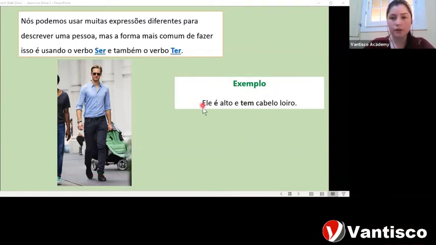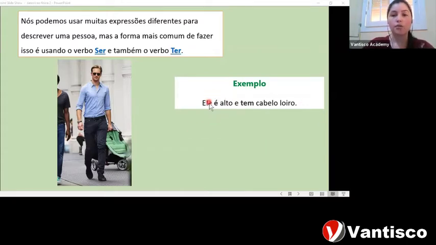So we have an example here talking about the verb ser and the verb ter in Portuguese, okay? So the example is, ele é alto e tem cabelo loiro. Okay, so novamente, I'm going to repeat, and then you can repeat after me, okay? Ele é alto e tem cabelo loiro. So here, as we are talking about how tall he is, we are going to use the verb ser. Okay, we have more slides and I'm going to explain about it.